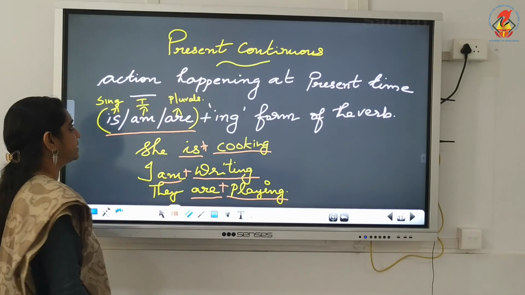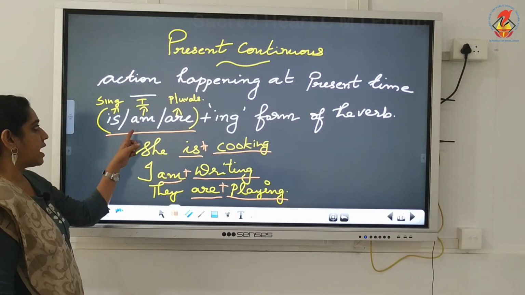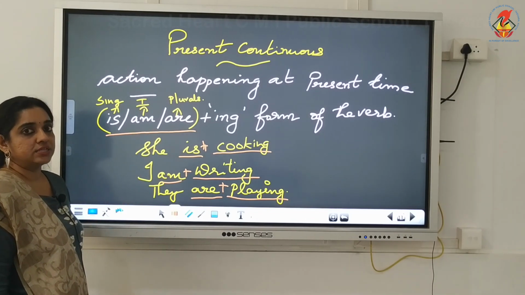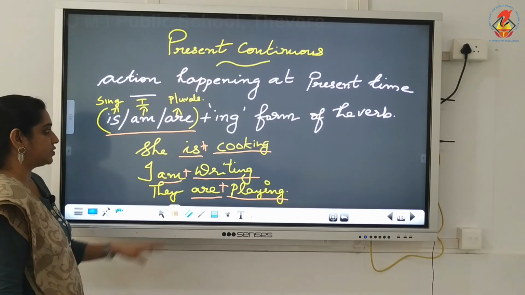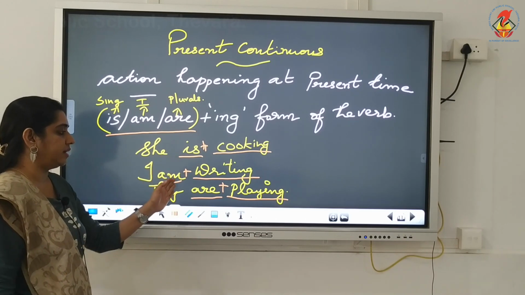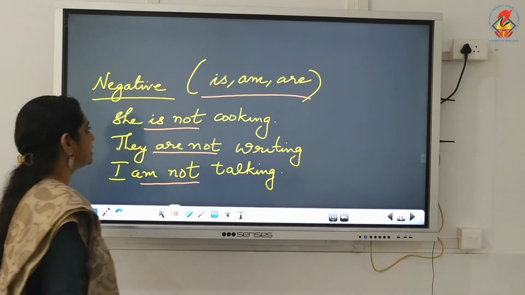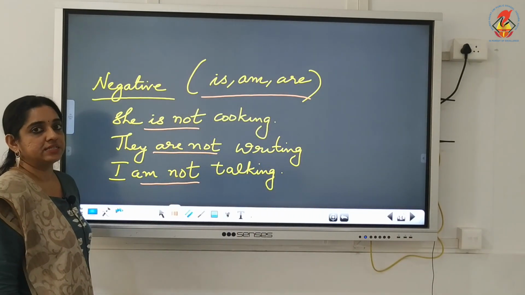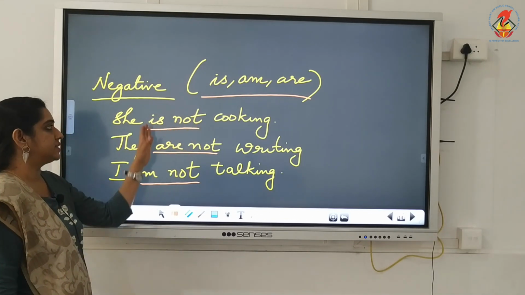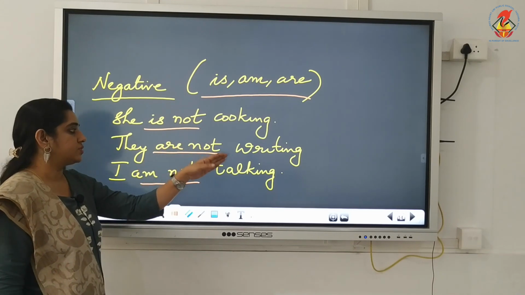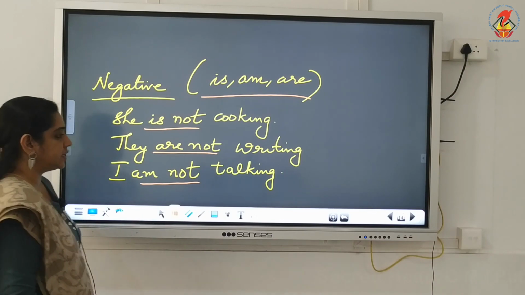Then present continuous tense, which is happening at this particular moment: is, am, are. These three are the base forms of present continuous verbs, plus the ing form of the verb is also used. She is cooking, I am writing, they are playing. These are some of the examples. Then negative, how to make a sentence negative in present continuous. Is plus not plus ing form of the verb: is not cooking, are not writing, am not talking. These are the examples to make it negative.